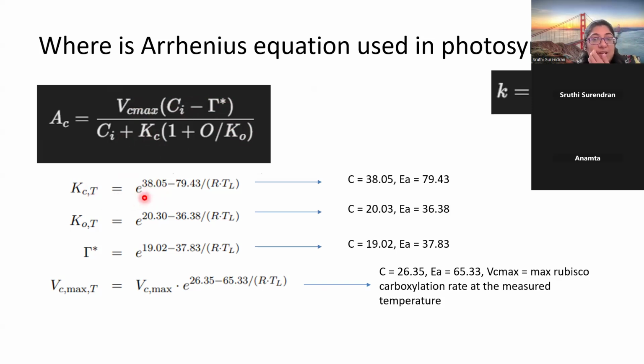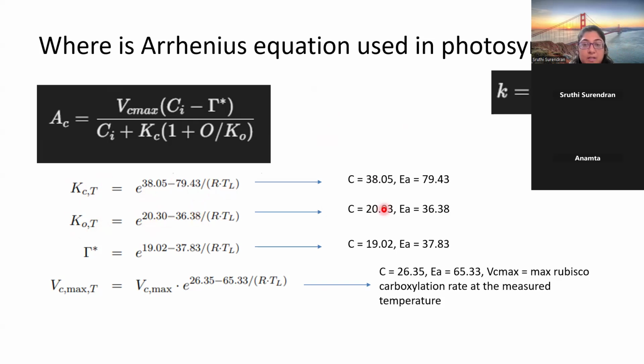by this Arrhenius equation, where here you can see this is an example for this equation where the parameter C is equal to 38.05. The parameter EA is equal to 79.43. If you see the Arrhenius equation on the right, here C is equal to 38.05 and EA is equal to 79.43. R is the ideal gas constant and TL is the temperature at which we require to find the Kc parameter. Similarly, K naught is also represented, but you can see that the C value is changing over here. And similarly, EA is also changing.